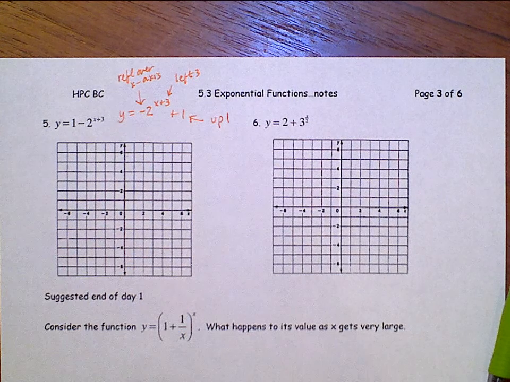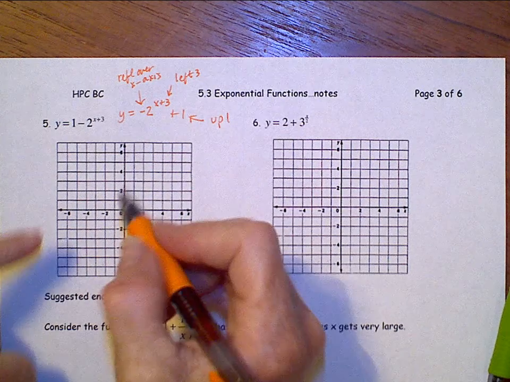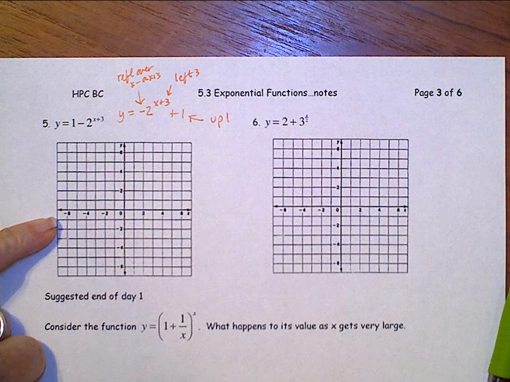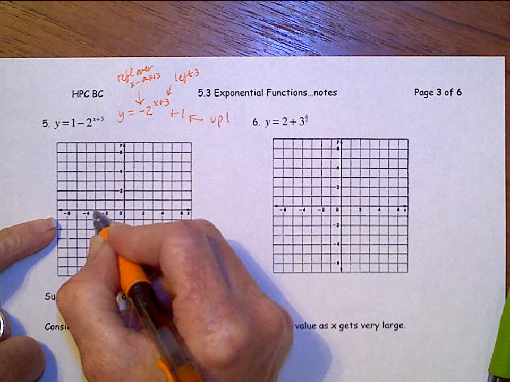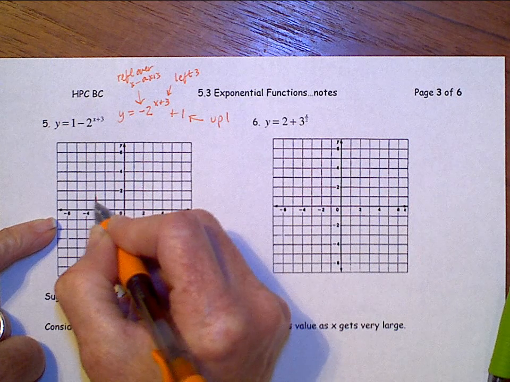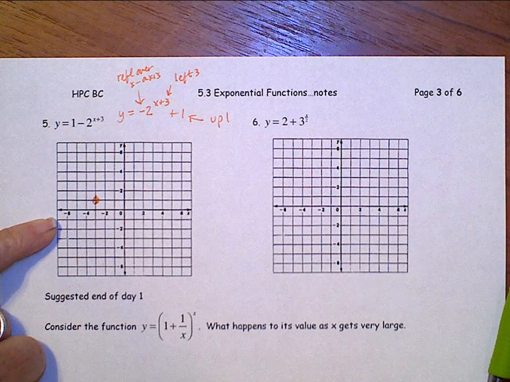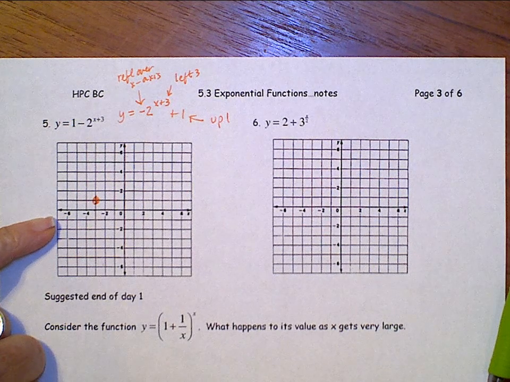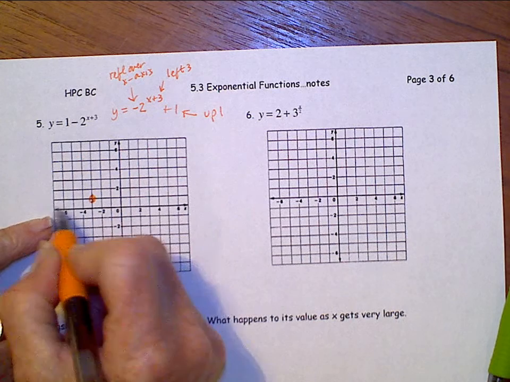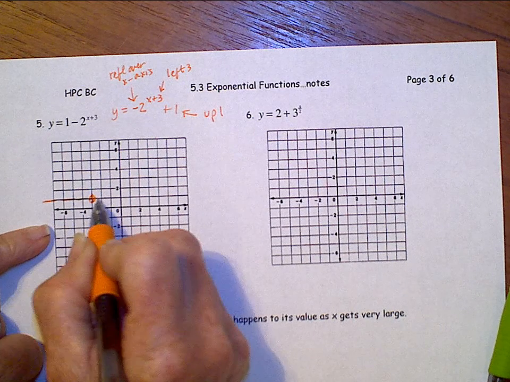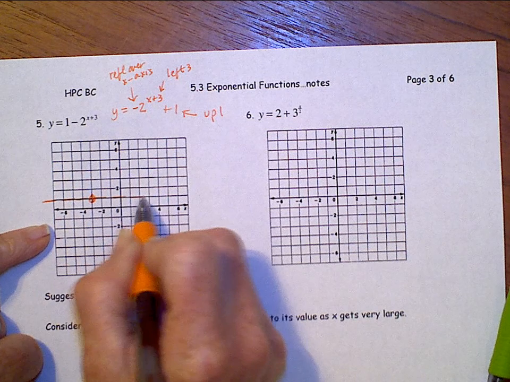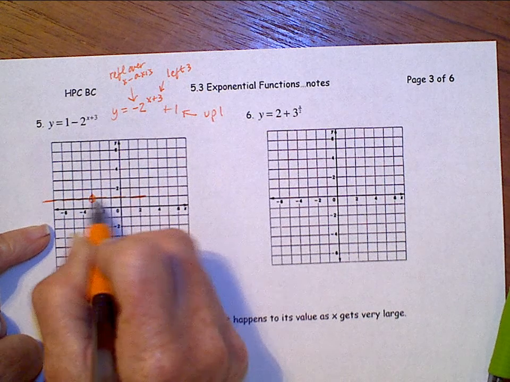So, when there's all this junk going on, I am going to move my origin. So I'm going to do my shifting first, which is going to be 3 to the left and up 1. So there's like my new origin. And we are going to have a horizontal asymptote going right through, just like before we had a horizontal asymptote going right through the actual origin.